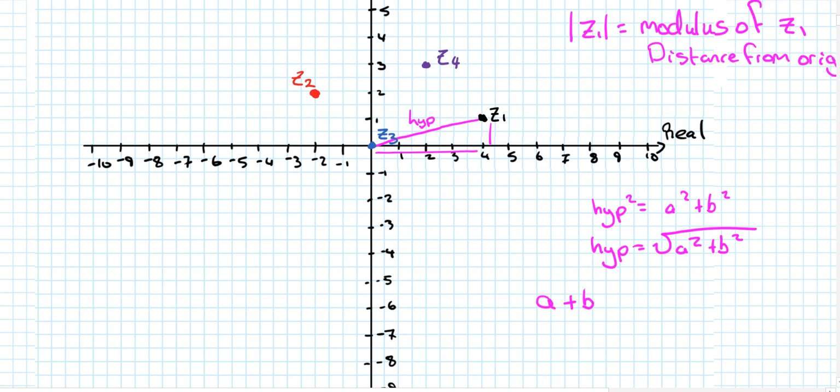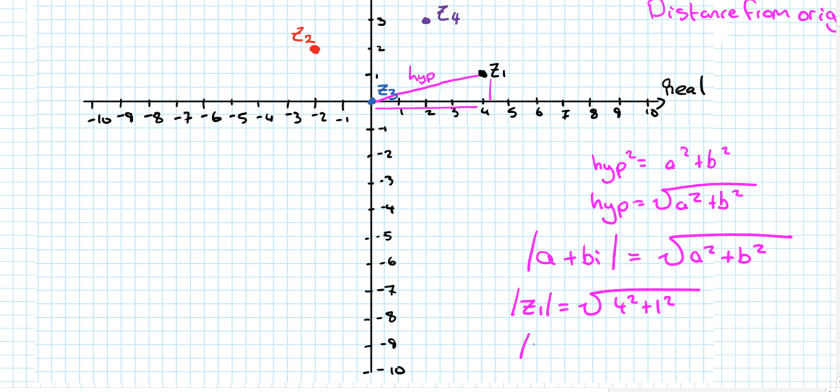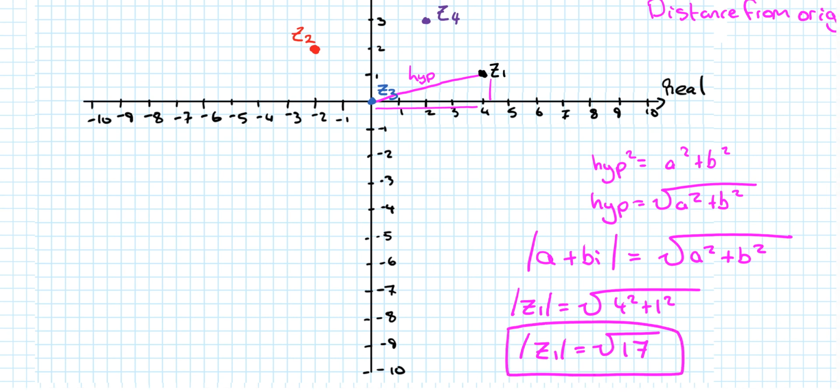If you have a complex number that is a plus bi and you want to get the modulus of it, all you do is get the square root of a squared plus b squared. So the modulus of Z1 is going to be the square root of 4 squared plus 1 squared. The modulus of Z1 is equal to the square root of 17. And you'd leave it like that. That's how you would finish it. It is the distance from the origin.